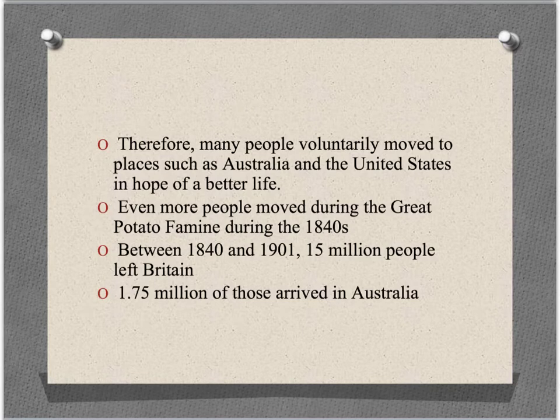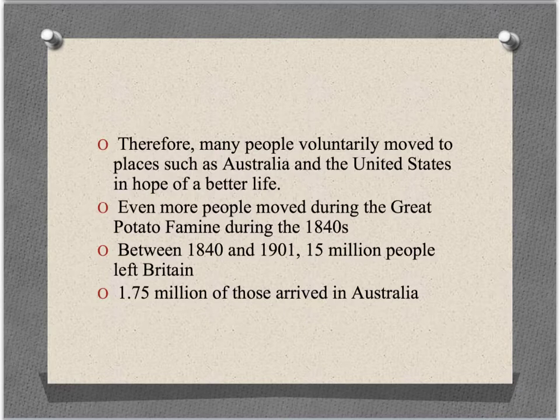So because of the unfavourable lifestyle that people were experiencing in England during the Industrial Revolution, many people voluntarily moved to places such as Australia and the United States in hope of a better life. So some people were forced there like convicts, but some people did not turn to crime and actually voluntarily moved to faraway countries like Australia and the United States in hope that they could have a better life and greater opportunities there. There was also the Great Potato Famine during the 1840s, and that caused even more people to move away from the United Kingdom to Australia and the United States.